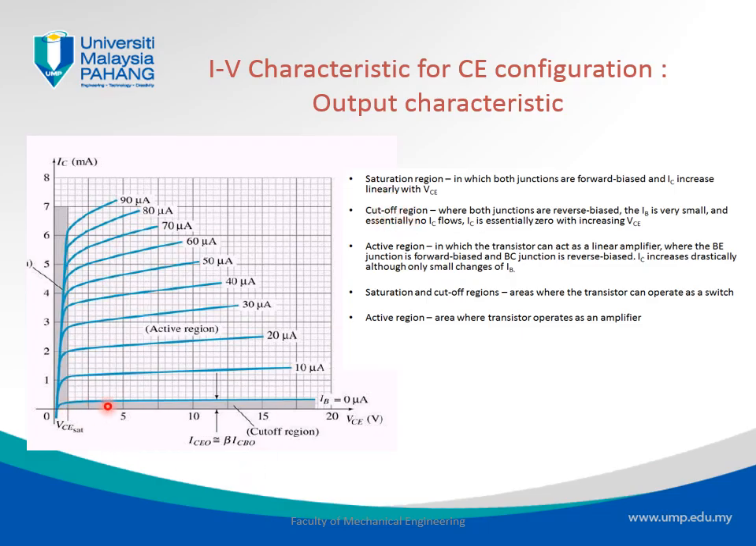The next one is the cutoff region. The cutoff region is the region on the x-axis, the VCE axis. What happens in the transistor is that both junctions, PN and NP, are reverse biased. Therefore, IB becomes very, very small, and essentially no current, or a very small current, flows across IC. Even if we increase VCE, increasing VCE doesn't help in increasing IC. That's what we call the cutoff region.